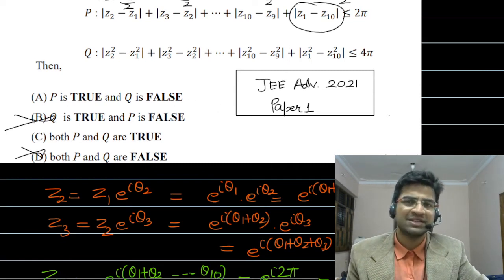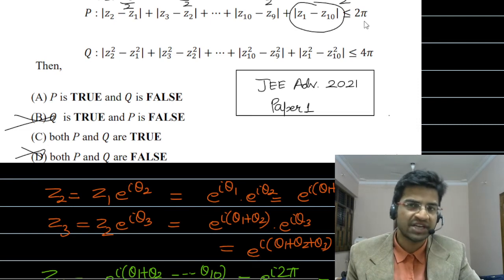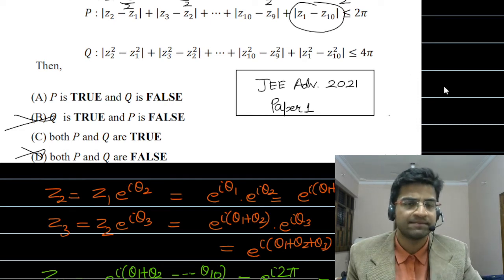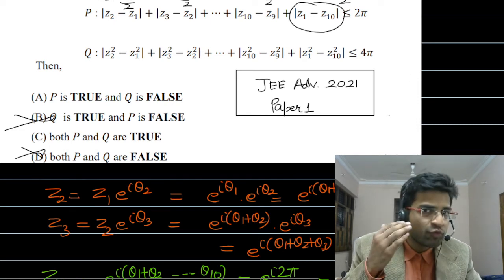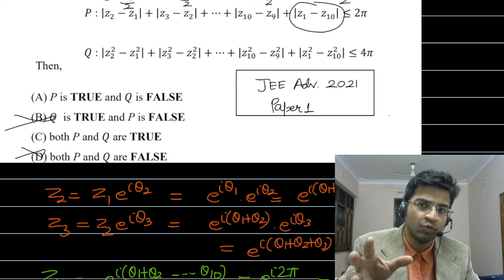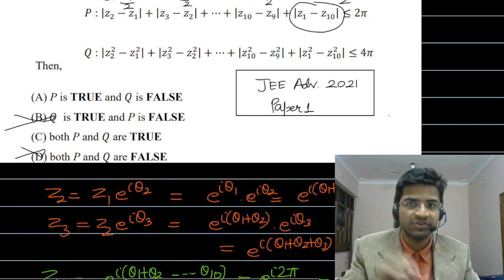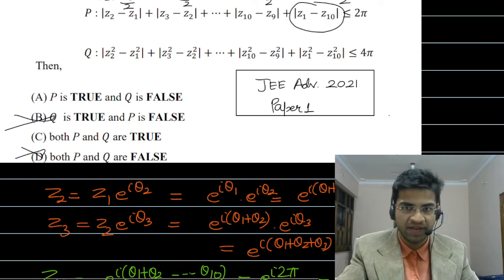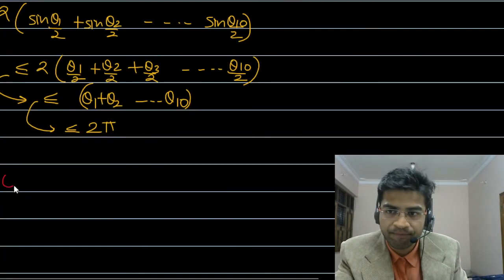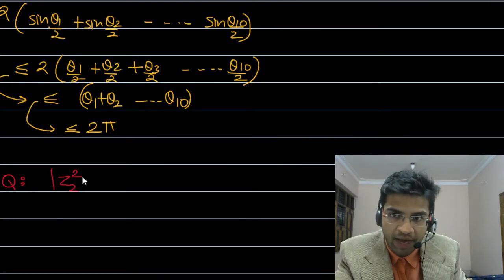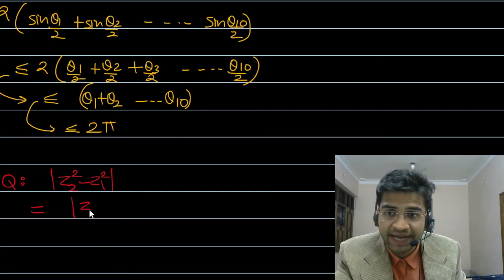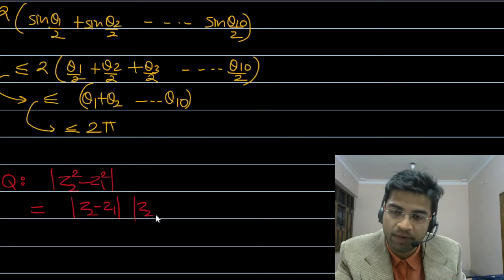Now we know the pattern. It is not that difficult. If we have checked P, it is not that difficult to check Q, because we know the pattern. What we have to observe is that each term of Q is of the form a square minus b square, which can be written as a plus b into a minus b. Let us pick only the first expression of Q. Q starts with mod z2 square minus z1 square, which can be written as mod z2 minus z1 into mod z2 plus z1.